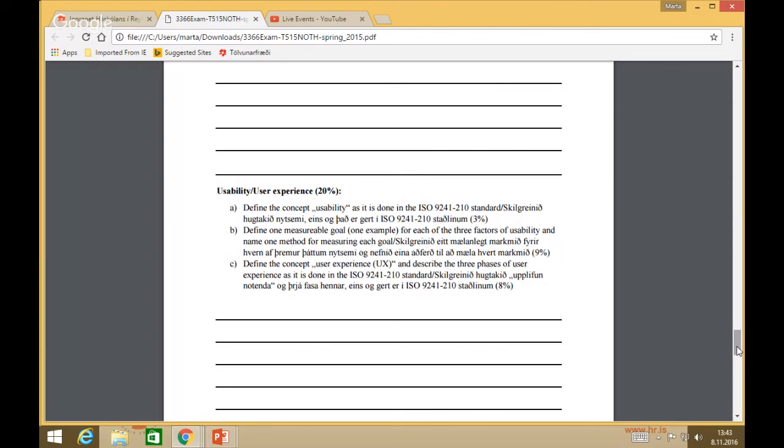Good. And then, okay, the methods. So for efficiency, what is the method? No. Okay. And name one method for measuring each goal. So you have to just say, okay, what is the name of the method for measuring this? User evaluation.